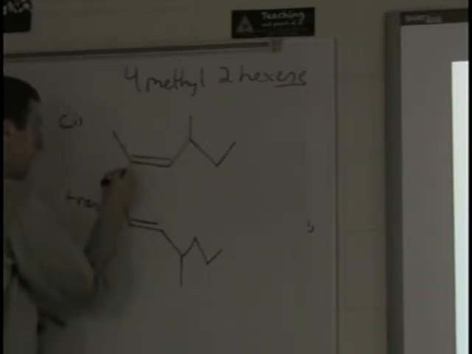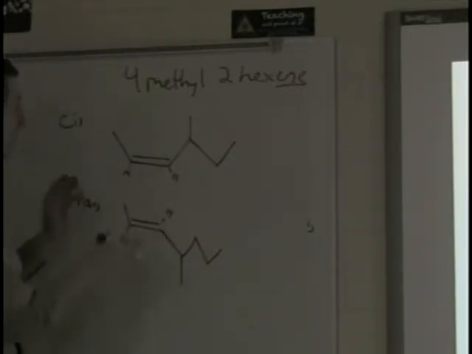Because remember, this is a hydrogen here. It's a hydrogen there. Here's a hydrogen. Here's a hydrogen. So trans is opposite ends. Cis is the same end. So the chlorine example was a simple version that you'll typically see. This is a more complicated version.